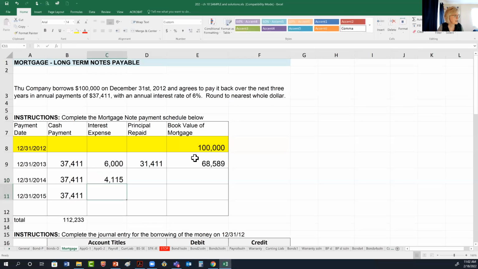So this should feel the same as the bond problem, right? Just do that. Okay, so we got all that. Oops, that didn't work. That should have worked.